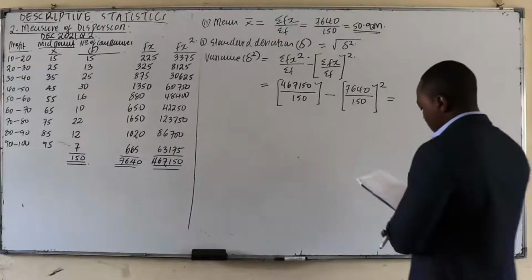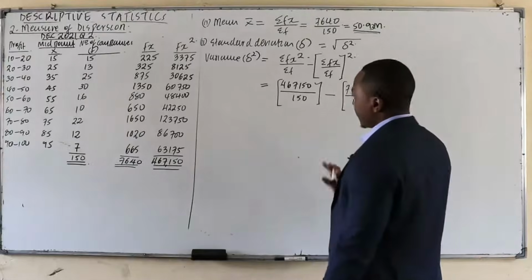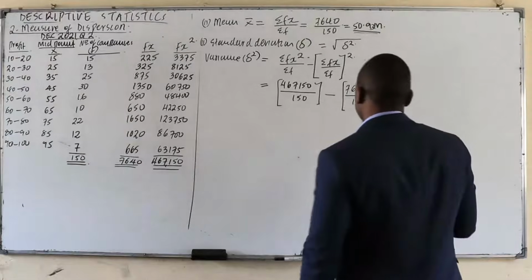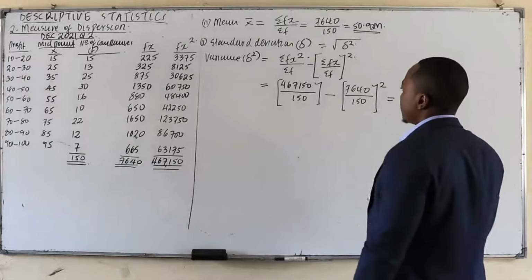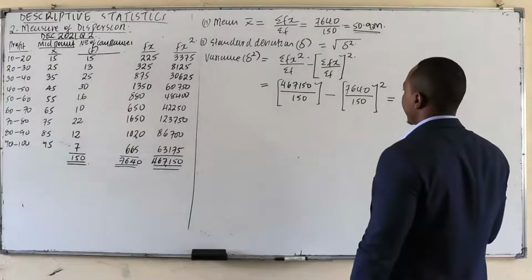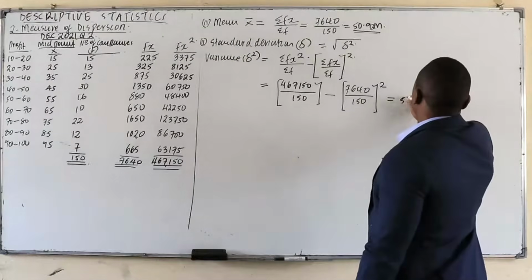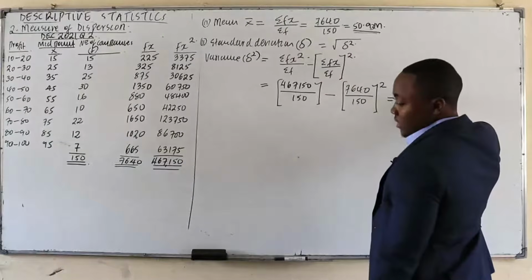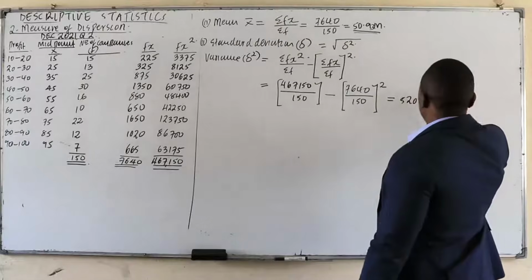Don't get the square root. First of all, I want the variance. Just square your answer. You go back to the variance. How much was the variance? 520.29 million. Now that was the variance.